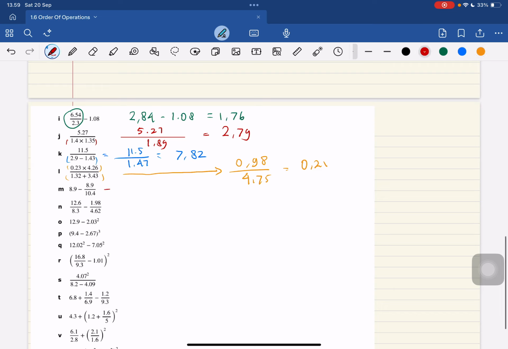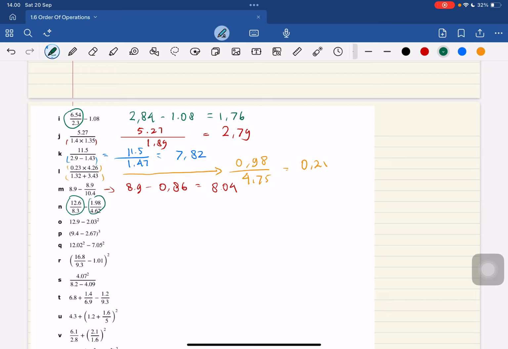Okay, next question. Okay, subtraction and division. So starting with division, 8.9 divided by 10.4. So let's write it, 0.86. So let's proceed. See 8.9, we minus it by 0.89. So we got the answer 8.05. Next, we got fraction or division. Let's finish it.